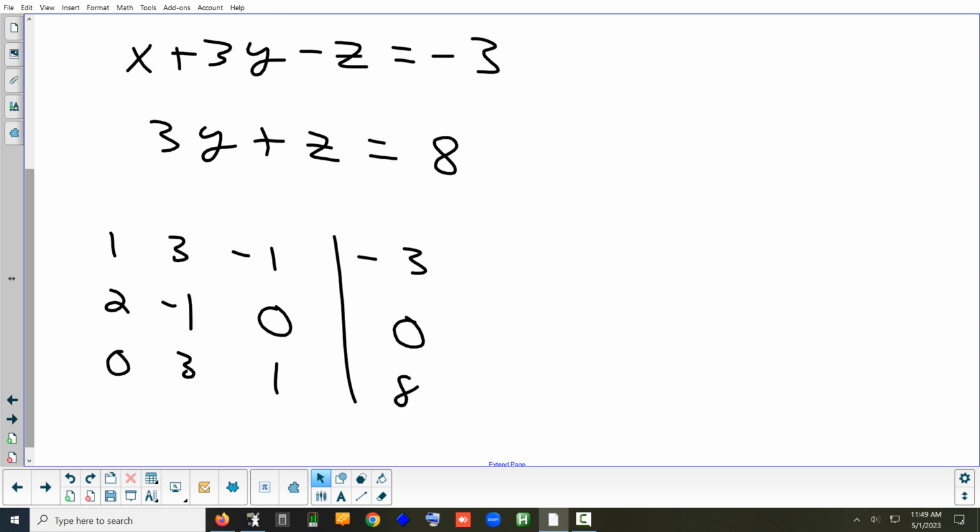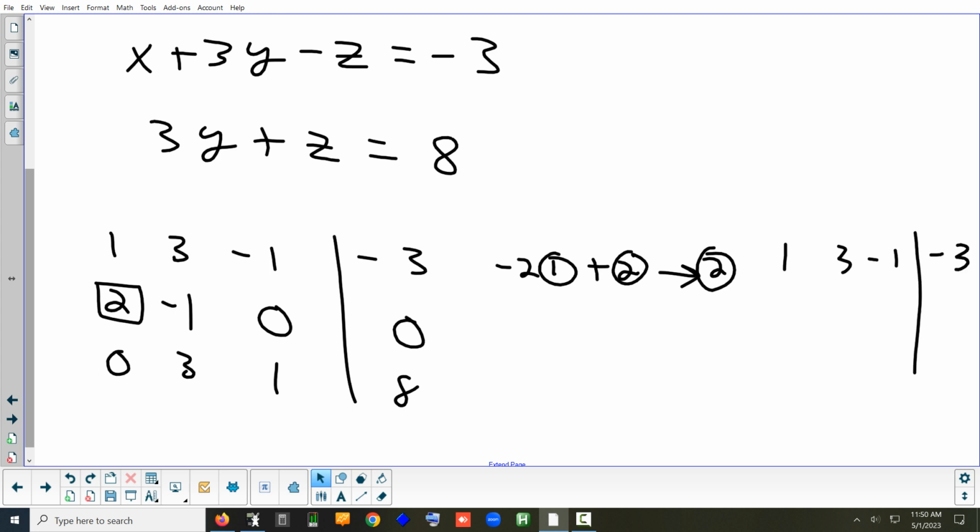Okay, so now the only thing we have to do is fix that. What would you multiply row 1 by? Yep. So negative 2 times the first row, add it to the second, and that goes in the second row. Normally we have to do 2 things at this step. There's only 1. So which 2 rows stay the same? 1 and 3. So 1, 3, negative 1, negative 3; 0, 3, 1, 8. Okay, multiply everything by negative 2 and then add it to row 2.